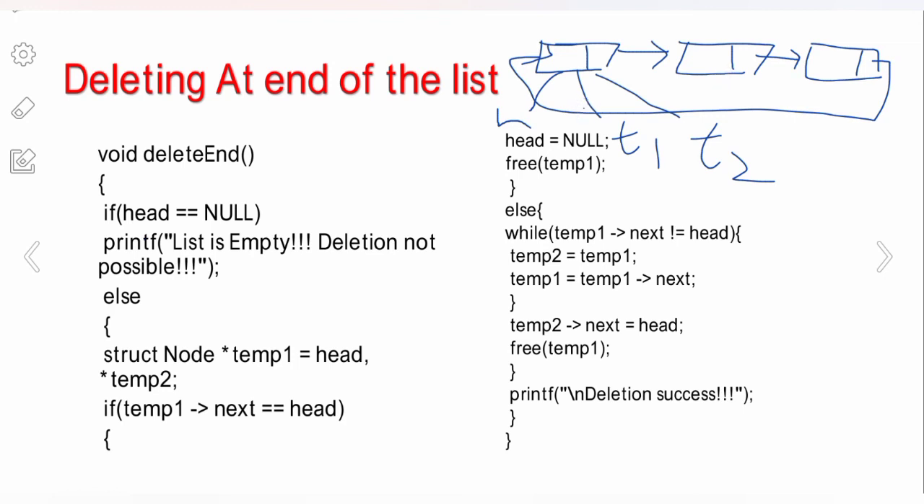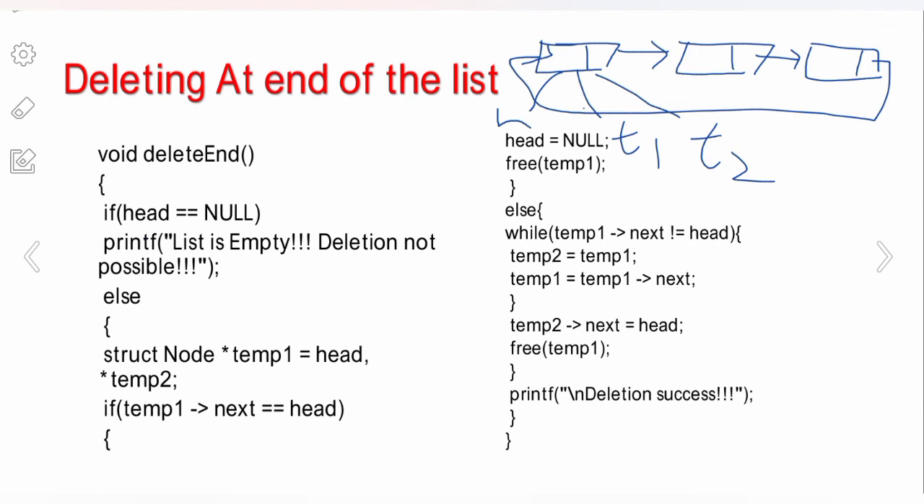So temp1->next equals head. That means if the temp next value is equal to head, then make the head value null. But here the temp next value is not equal to head, right? So we are skipping this if part and going to the else part. While temp1->next not equals head. Here temp1->next is not equal to head, so we are entering the while loop.